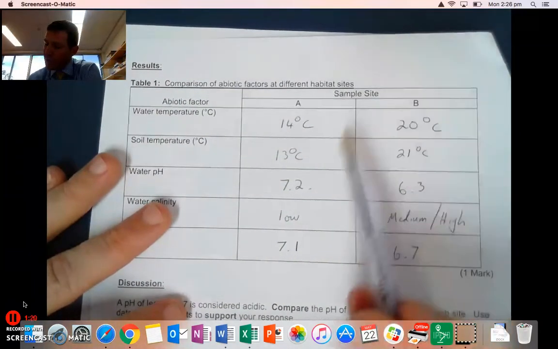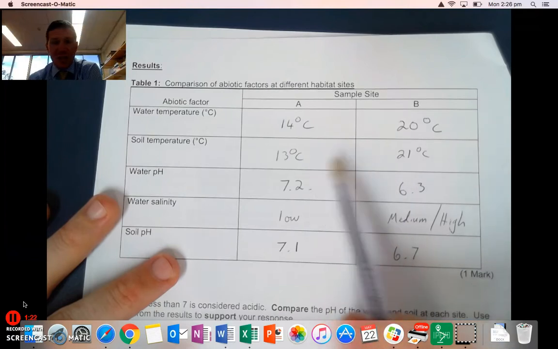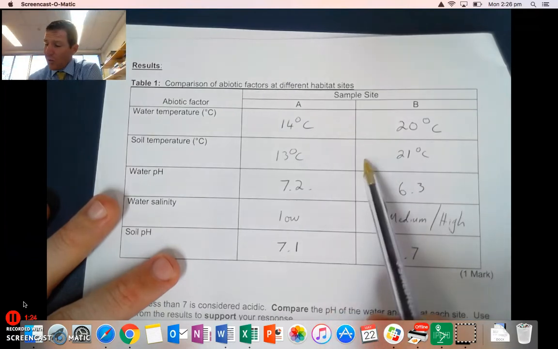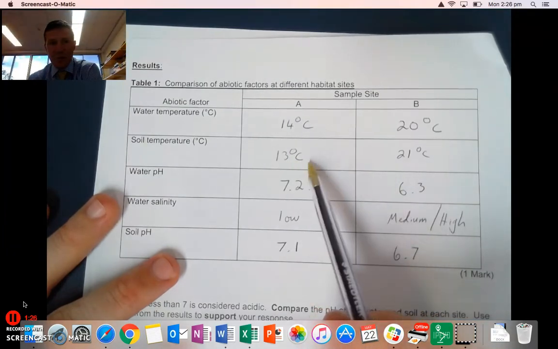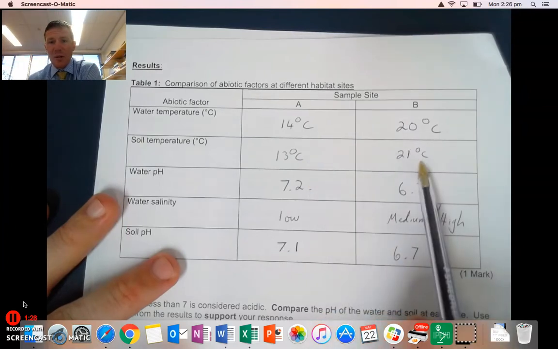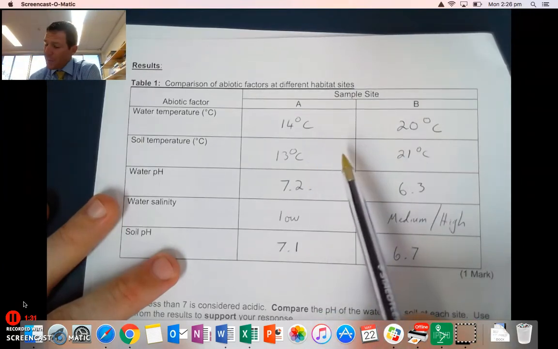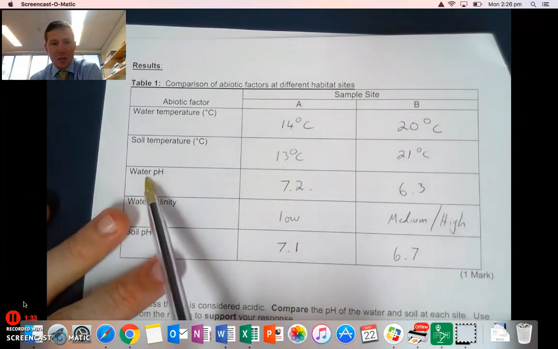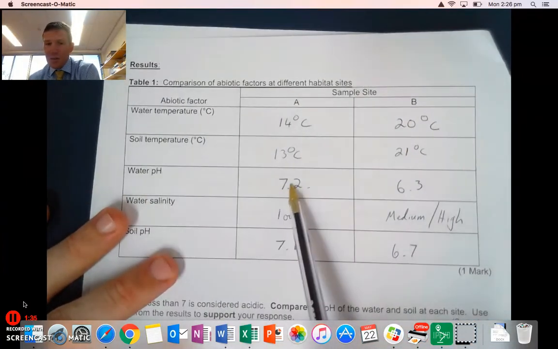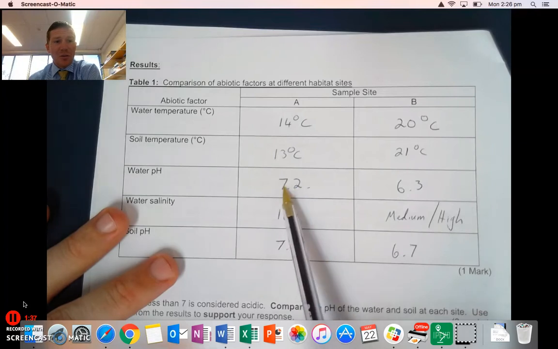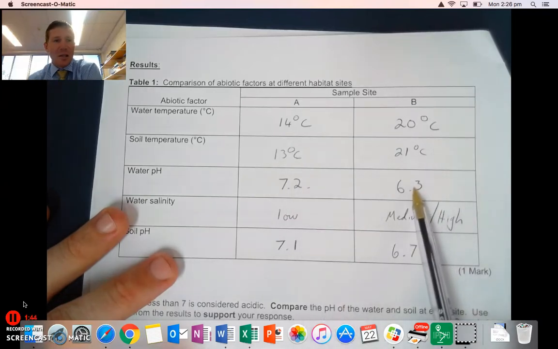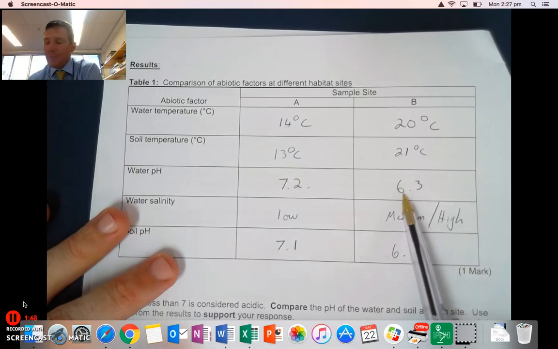The same thing goes with the soil temperature. So again, in this case, there's an even bigger temperature difference: 13 degrees for site A and 21 for site B. So they're very different results. Okay, if we look at the water pH, sample A is very close to neutral. It's slightly basic, but it's pretty much neutral, 7.2, whereas site B is acidic. It's 6.3. It's not hugely acidic, but it's enough to be definitely considered acidic.